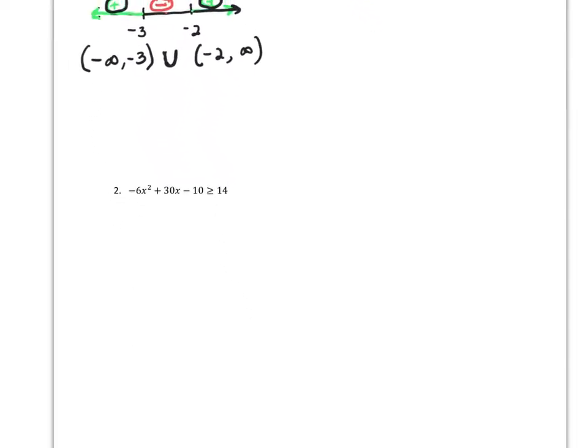All right, now that one, number 2, is not in standard form. A couple things are wrong. I'll take this step at a time. Negative 6x squared plus 30x minus 10 minus 14 greater than or equal to 0. So at least now I have my 0 on the right. But the other problem is we don't want a negative coefficient.